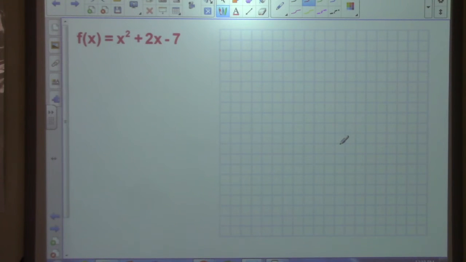And so what we're going to do is we're still going to be able to graph, because we know a, b, and c, and I'm going to introduce a formula to you. So a is equal to what? 1. b is equal to 2. And c is equal to -7.